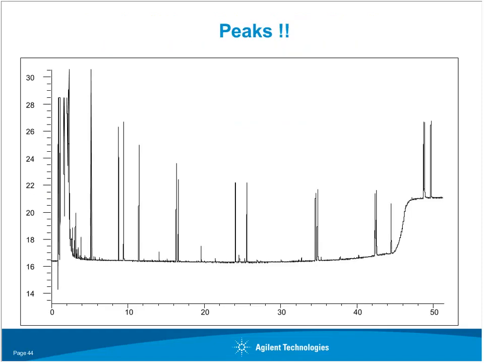And finally, we have peaks. So again, we're looking for flow. We're making sure the detector's lit. We're making sure the column's not broken. And we're making sure that we're injecting the sample.